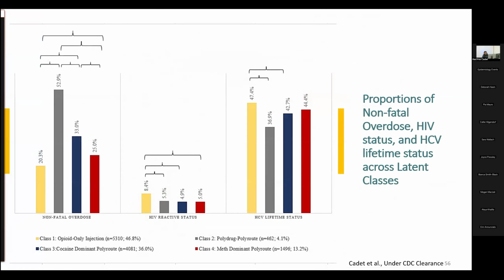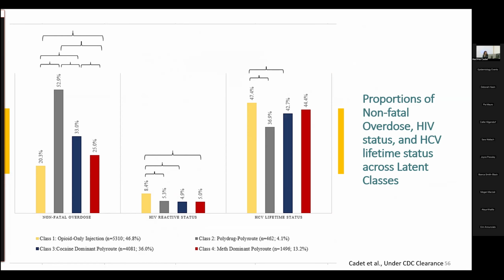And so after running pairwise comparison for mean differences for all 3 distal outcomes by latent classes and adjusting for the pertinent covariates, we see here, and the brackets indicate statistical significance, that the polydrug polyroute class had the highest proportion of non-fatal overdose, followed by the cocaine dominant and meth dominant classes. The opioid only, the monosubstance use class, had the smallest proportion of non-fatal overdose. But when we go to the next 2 panels looking at HIV and HCV, we actually see that the opioid only injection class had a higher proportion of people who inject drugs who tested positive for HIV than all of the other polysubstance use classes.